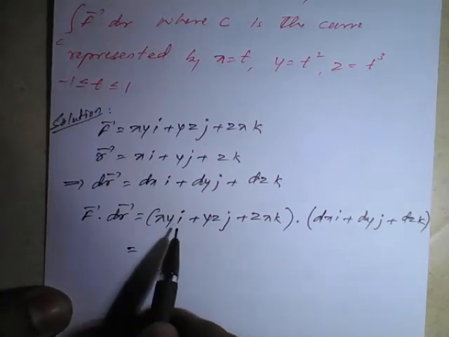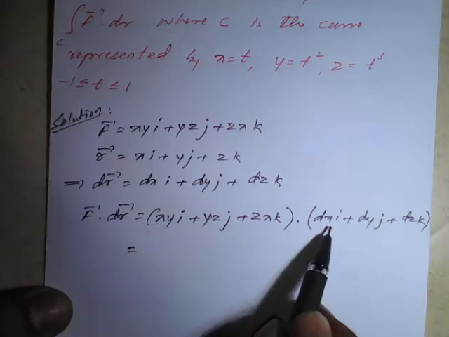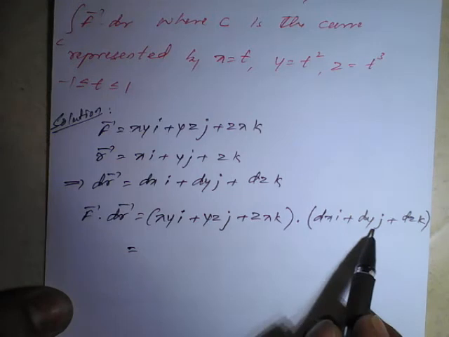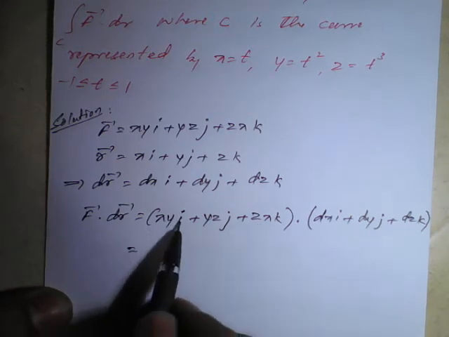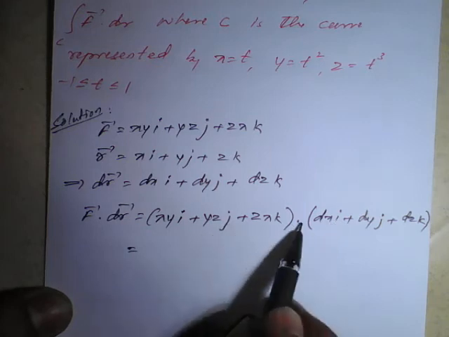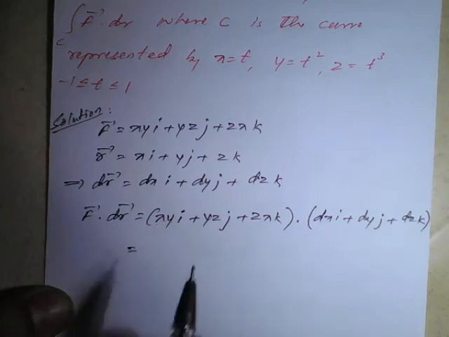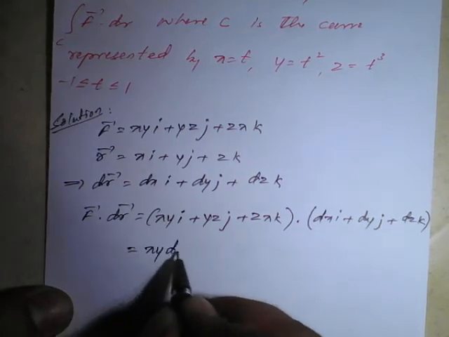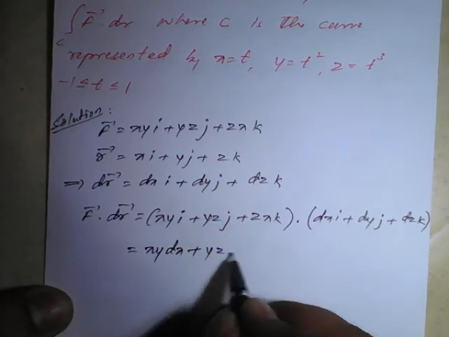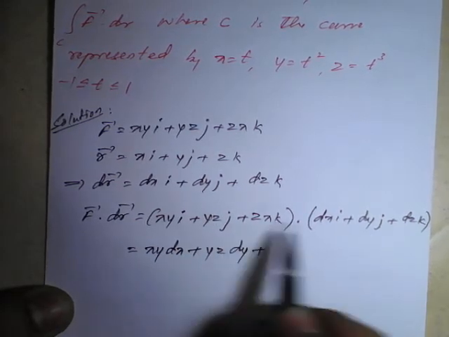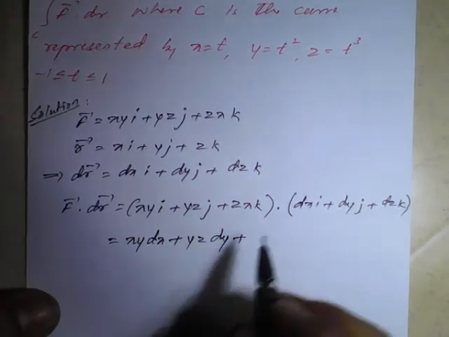So dot product of two vectors means i dot i will become 1, means we need to multiply i with i only, the coefficient of j with the coefficient of j from the second bracket, the coefficient of k with the coefficient of k. So in this case i dot i will become 1, j dot j will become 1, k dot k will become 1. Therefore xy into dx, plus into plus is plus, yz into dy, plus into plus is plus here, so zx into dz.